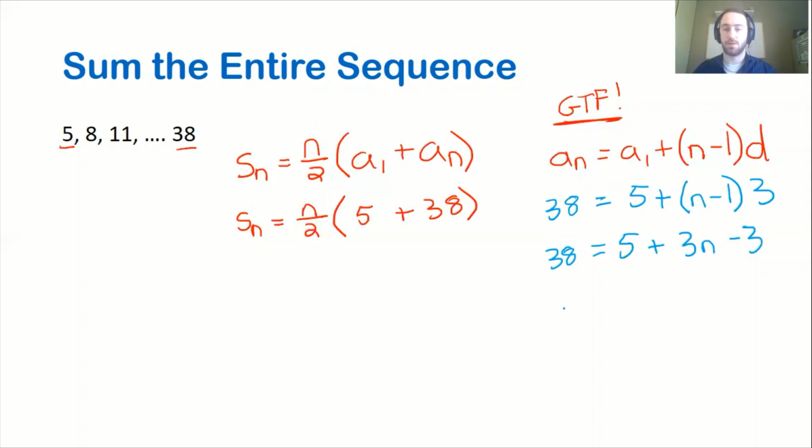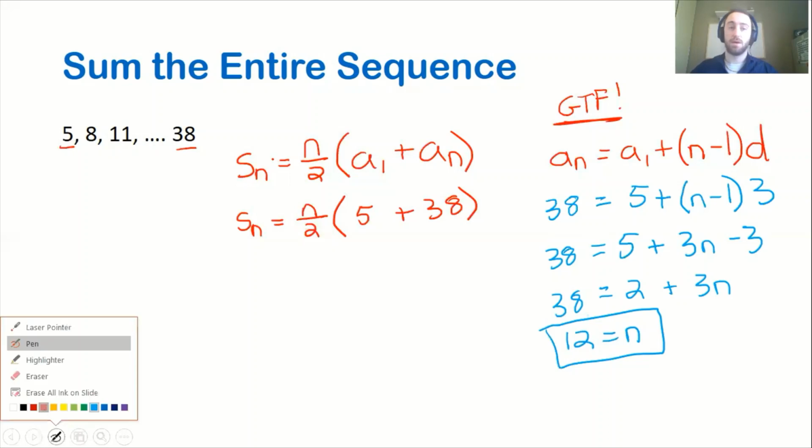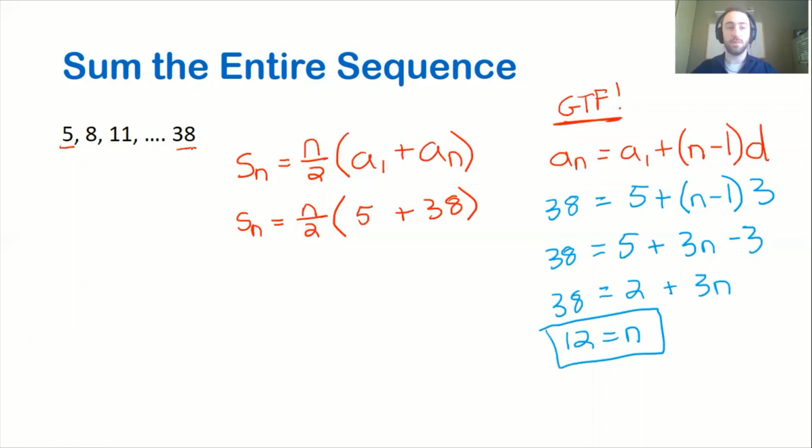So we should get 38 is equal to, and we collect like terms now, so 5 minus 3, 2 plus 3n. Isolate for n. We should get 12 is equal to n. So what does this mean? Well, this means our 12th term is 38. So 38 is the last term in our sequence, and our last term is our 12th term. So there's 12 terms in this sequence.